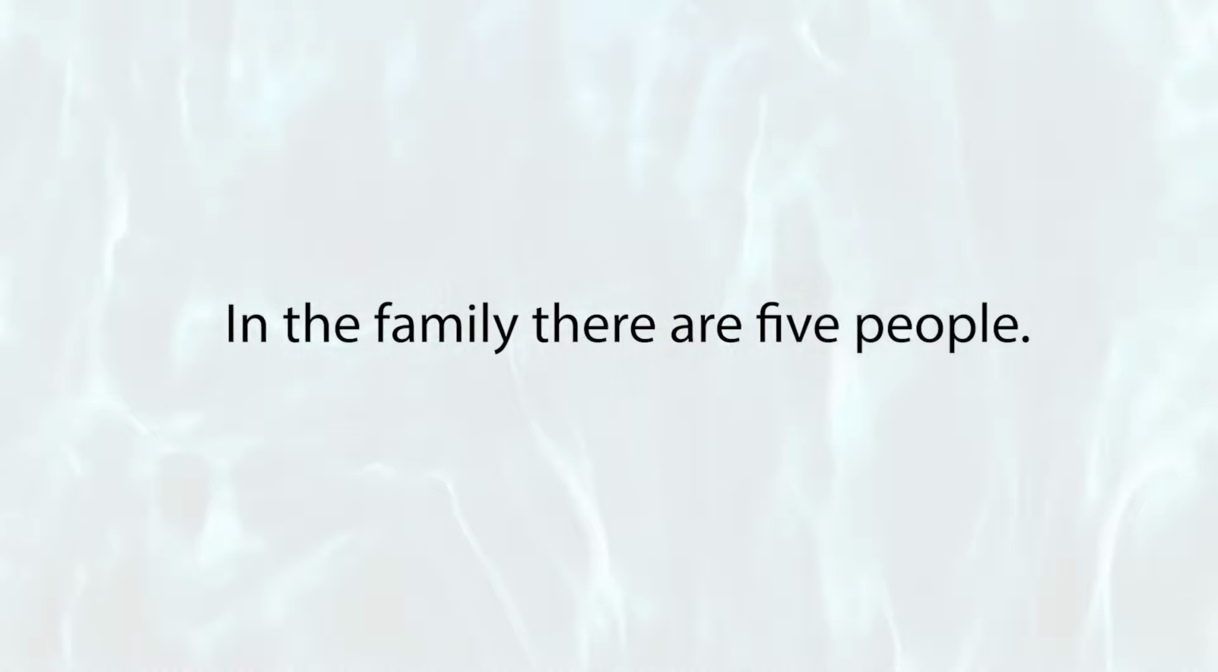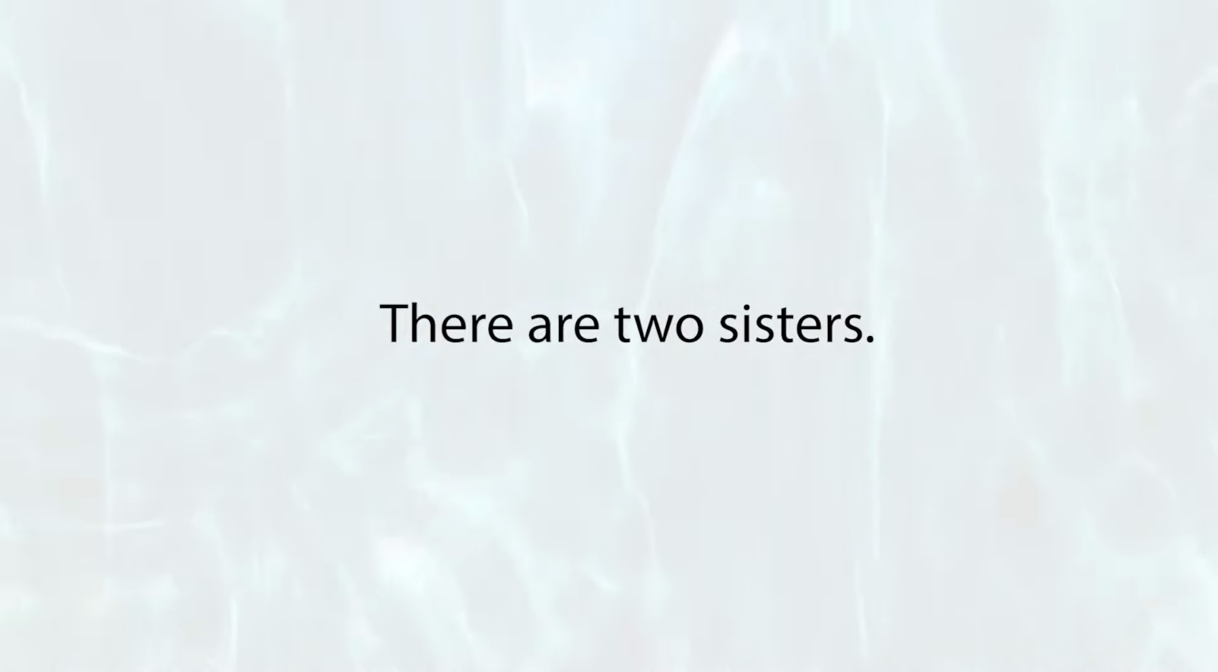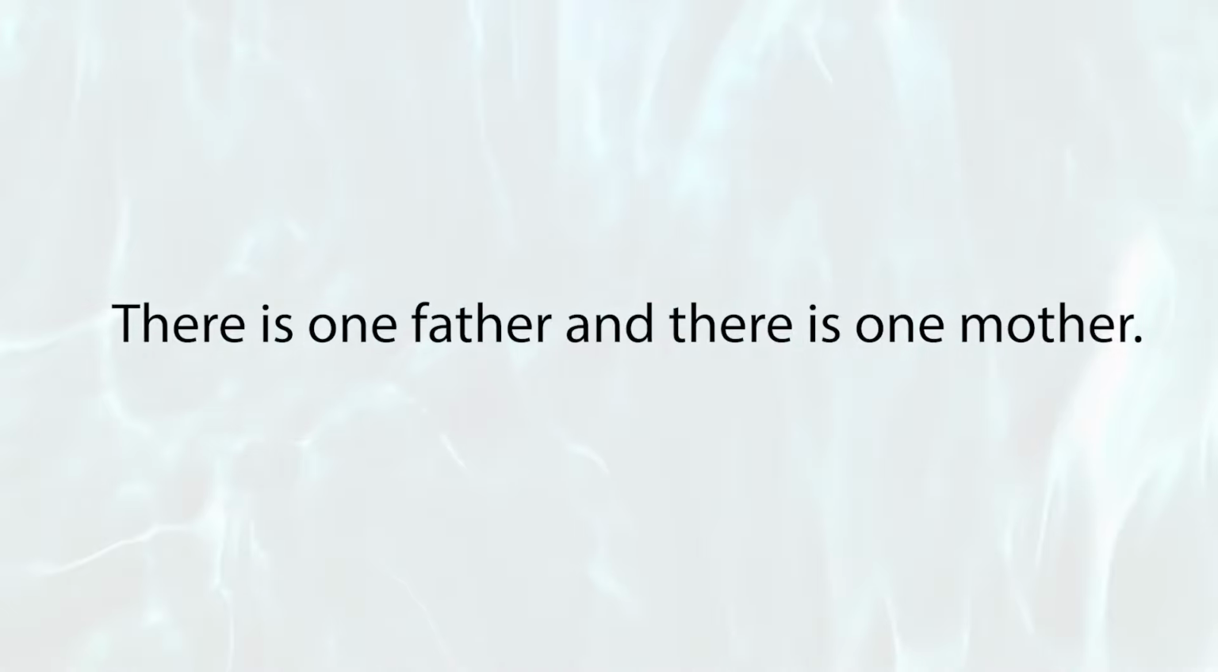In the family, there are 5 people. There are 3 children. There are 2 girls. There are 2 sisters. There is 1 man. There is 1 woman. There is 1 father, and there is 1 mother. There are 2 parents. There is 1 boy. There is 1 son. There is 1 cat.